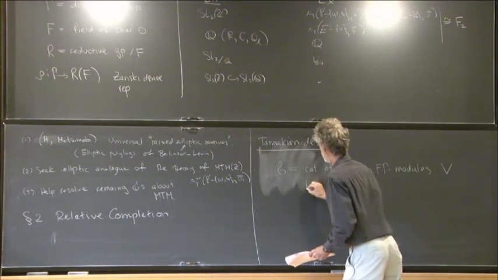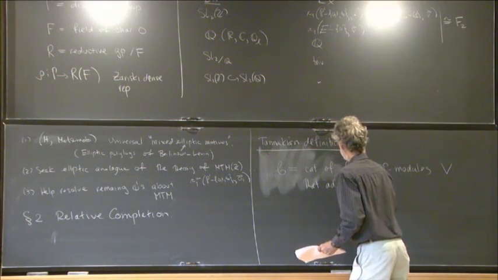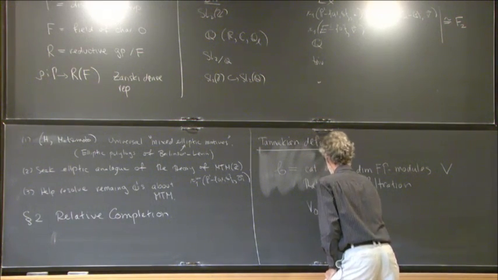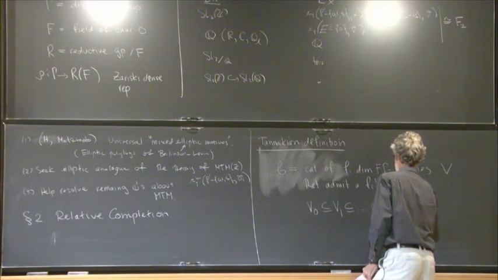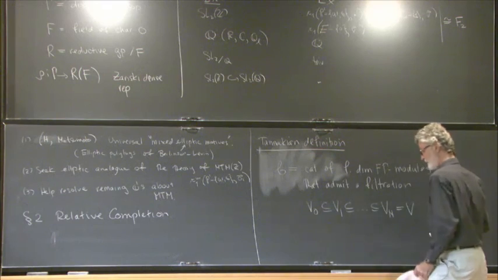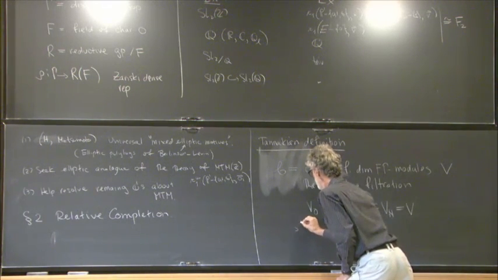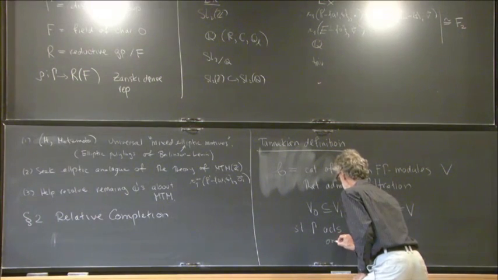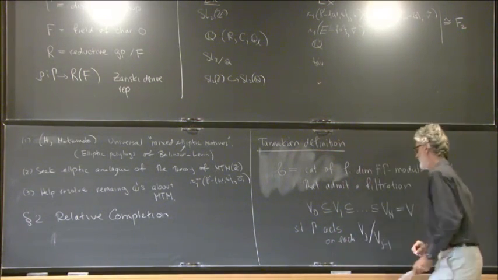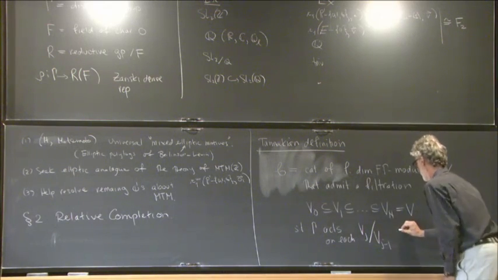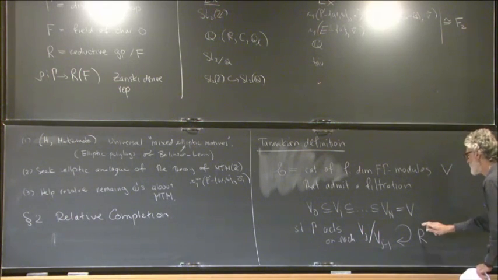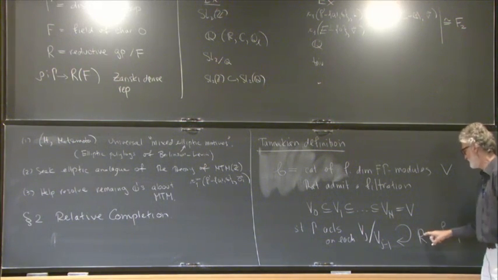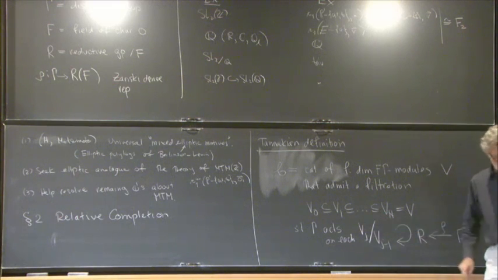V that admit a filtration. So we'll have V0 contained in V1 contained in, say, Vn equals V, by submodules, and such that Gamma acts on each graded quotient, on each one of these guys here, via a representation of R. So I'm going to have a representation of R here, and I'm going to be sloppy with rational points. Gamma acts through this homomorphism rho of Gamma into R, and then R acts on all the graded quotients.